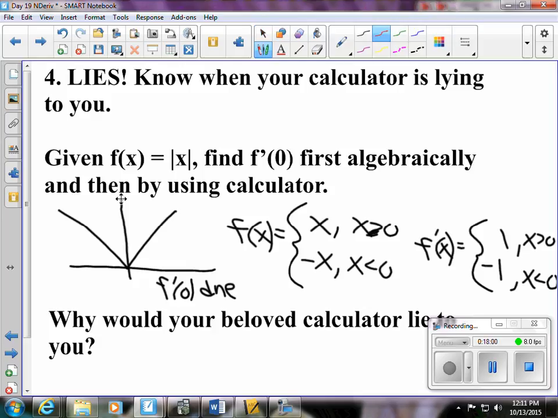But remember how the calculator is going to say 0 because it uses the symmetric difference quotient. It goes the same amount on either side and finds the slope. And so what number is it going to return to you when you ask it? 0. So even though the derivative doesn't exist, the calculator is going to say it does exist and that it equals 0 because it's not using limits, right? It's using the old slope formula, the symmetric difference quotient. I got it written over here.